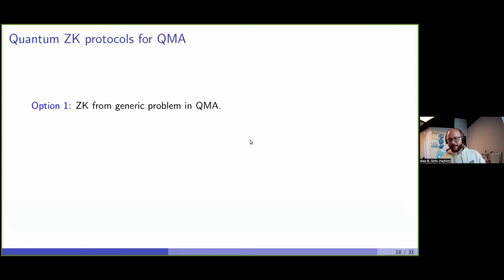As I said, our goal is now to have quantum zero-knowledge protocols for QMA. Zero knowledge has been very successful classically, so let's see what we can do quantumly. Classically, you had this three-coloring protocol. First, let's ask ourselves if one could do zero knowledge from a generic QMA problem. This is not good enough, because we need structure to prove zero-knowledge protocols, for example, classically, we had three-coloring.